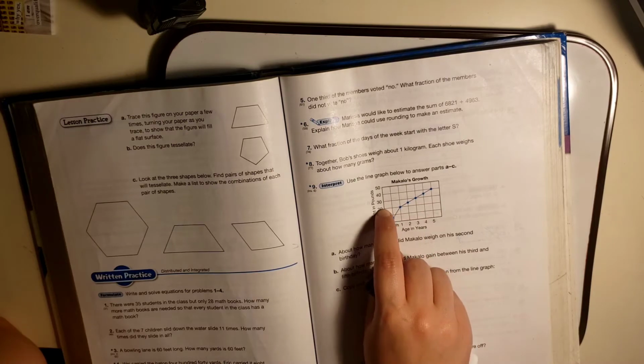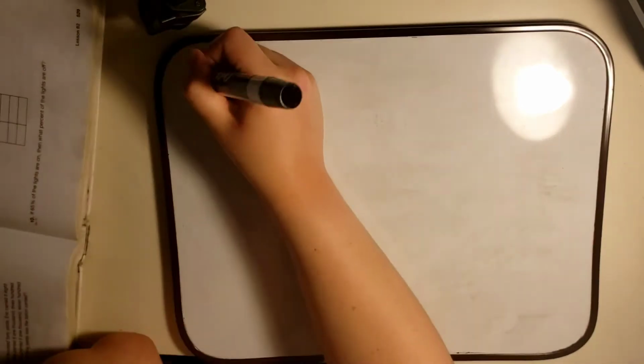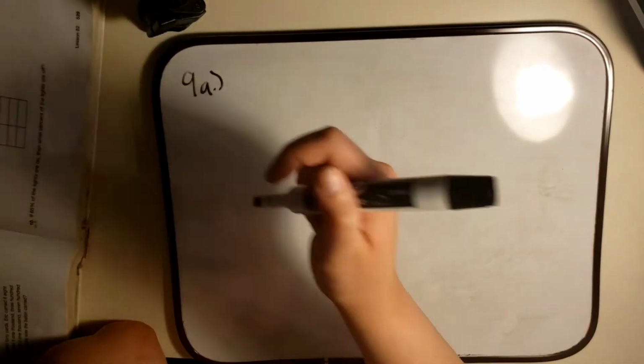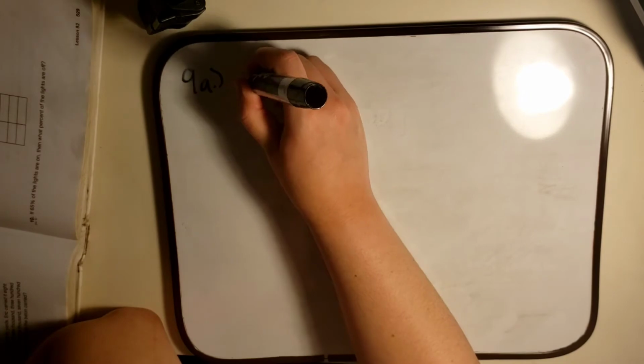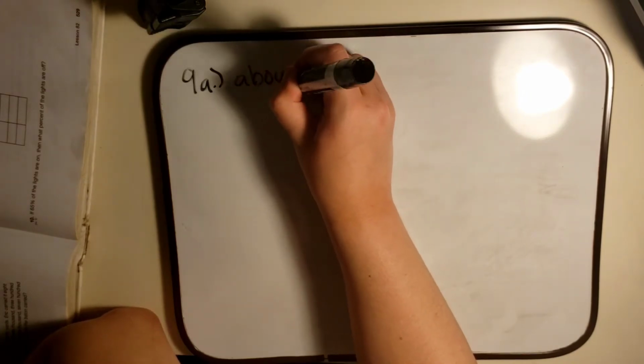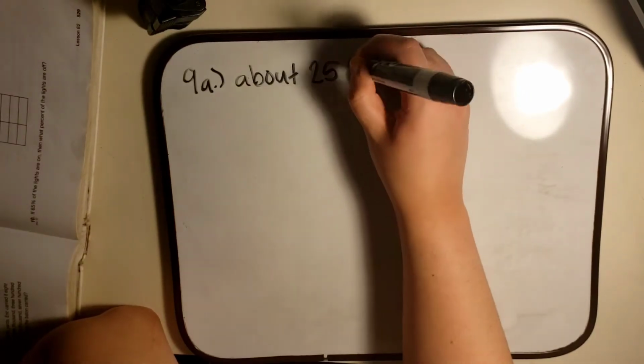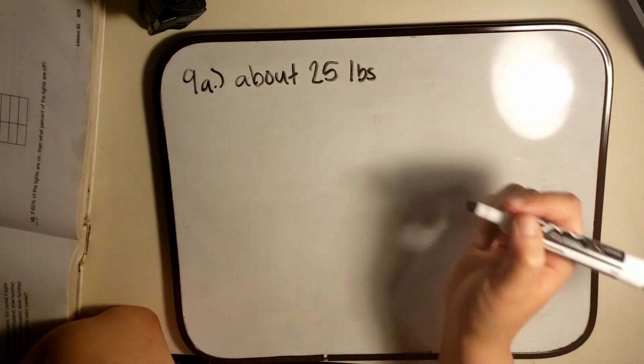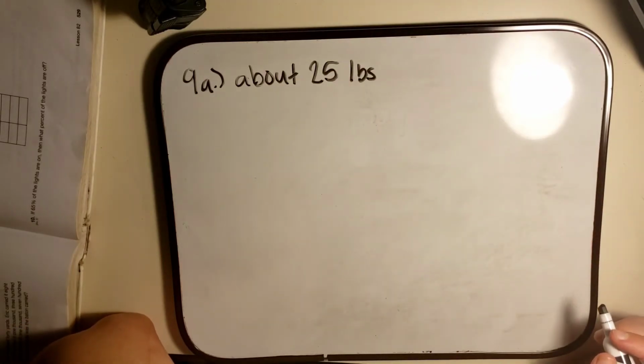Now it's in between 20 and 30, which means about halfway in between 20 and 30 is the number 25. So 9A, and it says about how many pounds. We say about 25 pounds. And we do pounds as LBS.